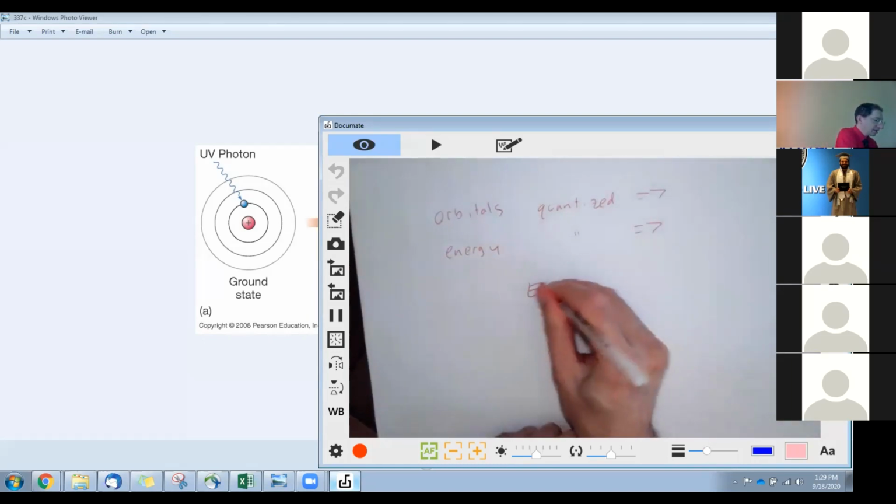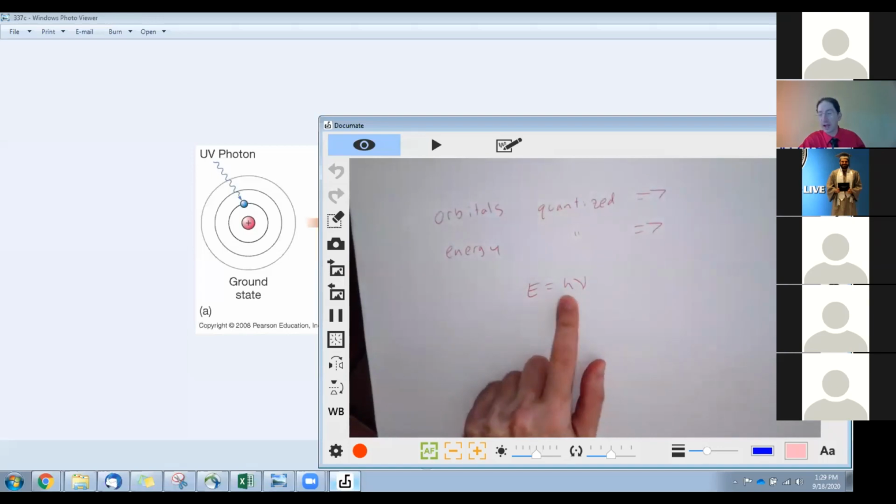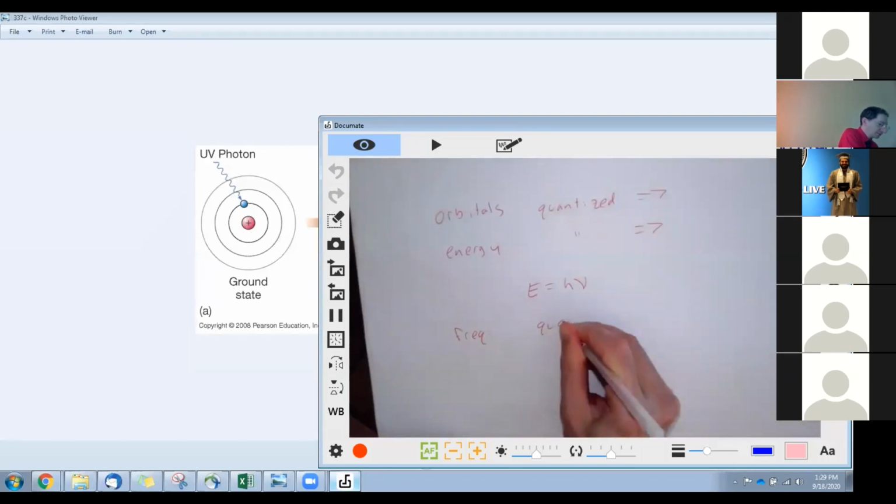And here's our equation. You know, the energy of a wave is proportional to its frequency. With light, the constant of proportionality is Planck's constant. But the point is that's just a constant. The energies are quantized. The frequencies are quantized. So frequency quantized.